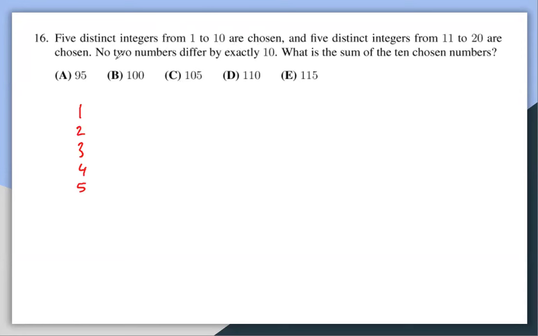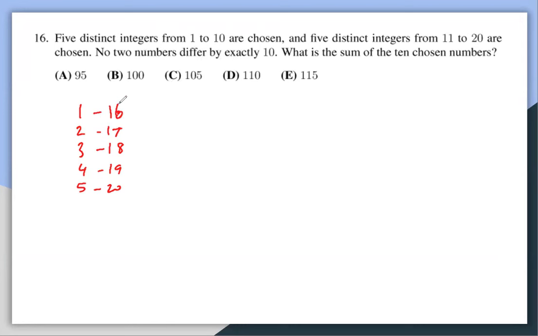But since we do know no two numbers differ by 10, we cannot have anything like 11, 12, 13, all the way to 15. So the first number I can choose is 16 from the second list, and then I can do 17 and 18, and this might be 19 and 20, because the difference cannot be 10.